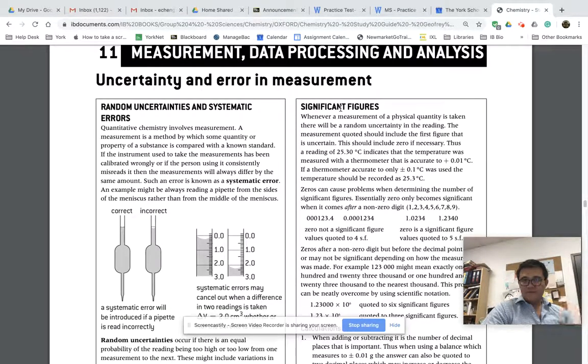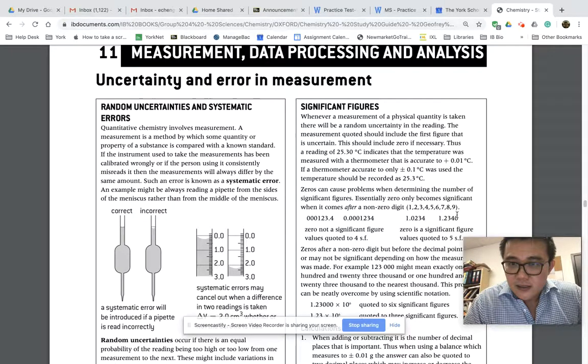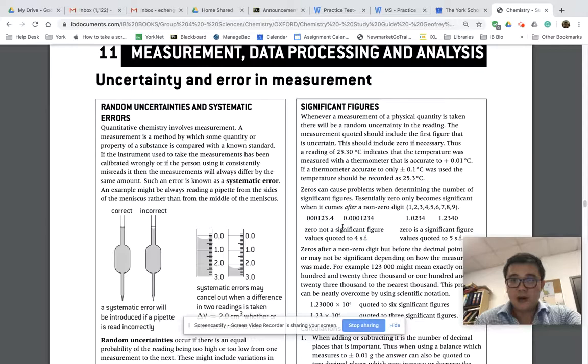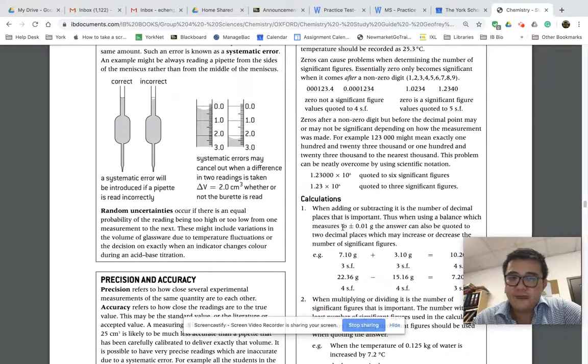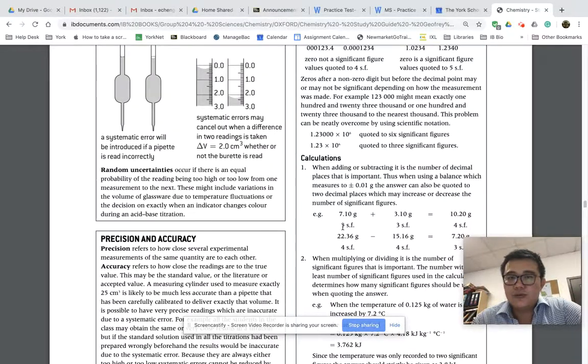Now, significant figures. We talked about that before. First off, you have to figure out which zeros are significant. These zeros won't be significant. Now, this trailing zero would be significant. So make sure you know the difference. We spent the whole class practicing significant figures, so make sure you look through this.